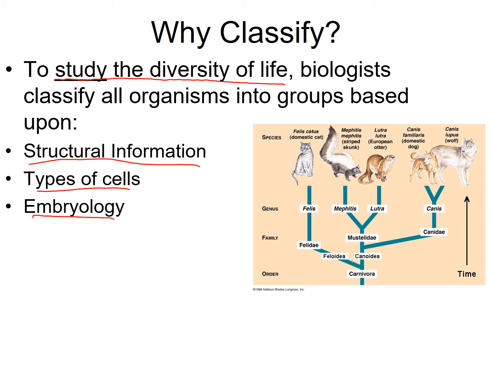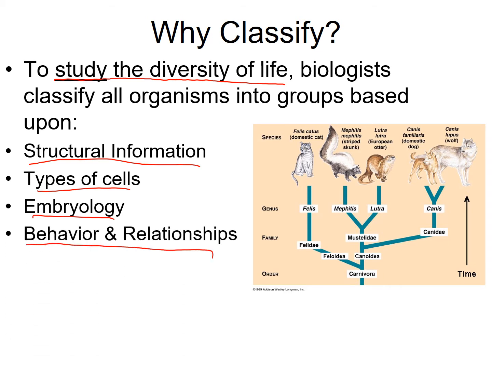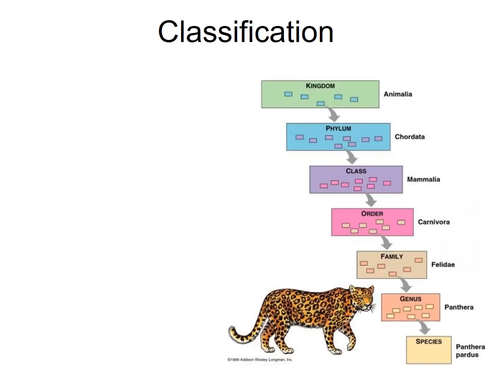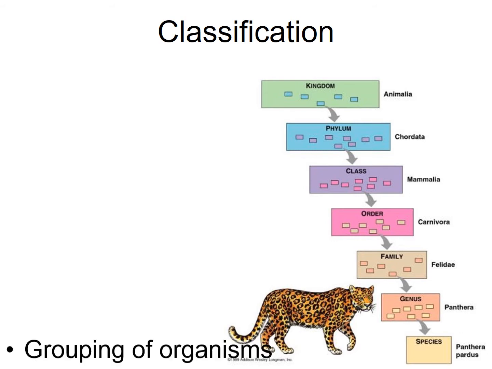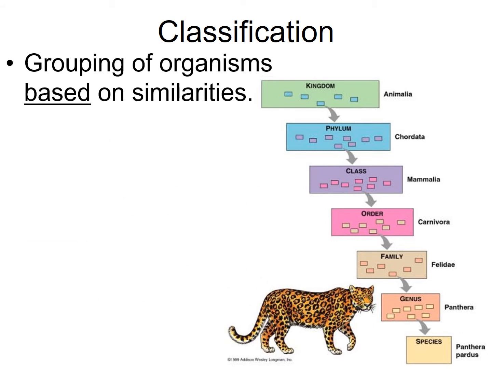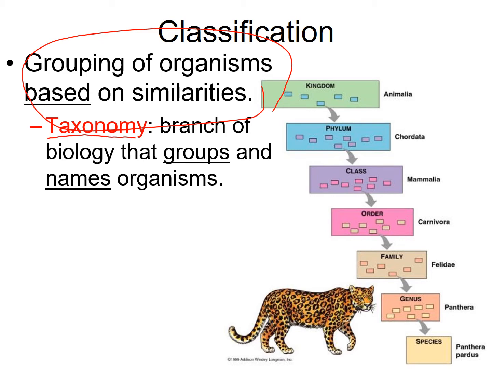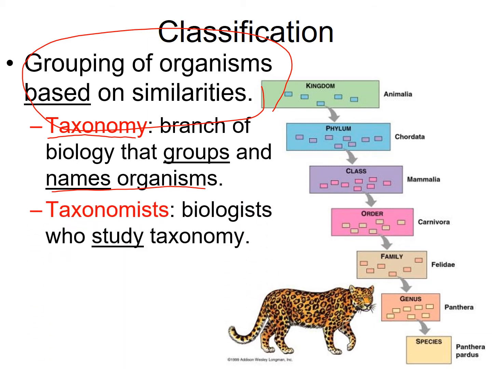So how do we classify? We did it because of the structures of the cells, of the embryology, of the behaviors and relationships, the DNA, and evolutionary relationships. So classification is the grouping of organisms based on similarities, period. Okay, we're grouping based off of similarities. We call this taxonomy, which is a branch of biology that groups the names of organisms. So how do we classify? We classify by taxonomy, and we group it by the names. Taxonomists are biologists who study taxonomy, basically trying to get everybody the right name.